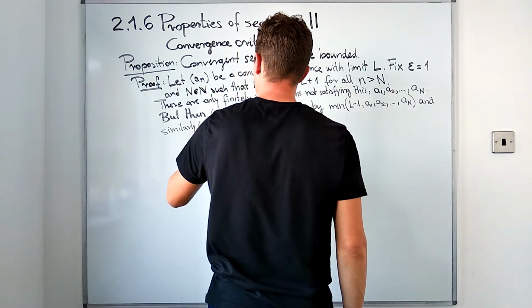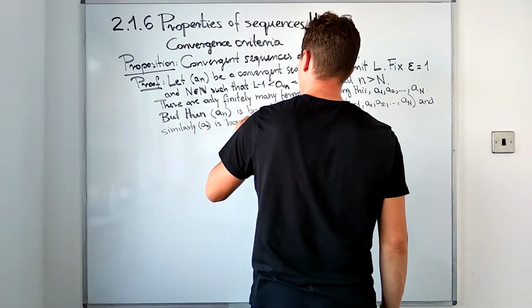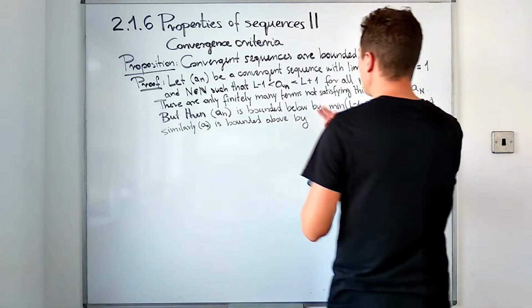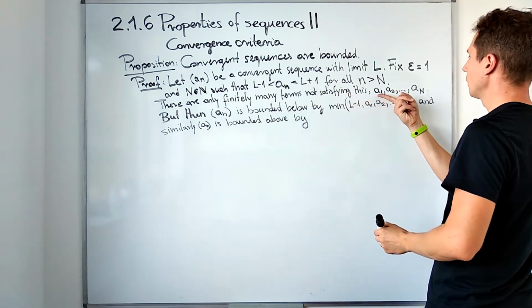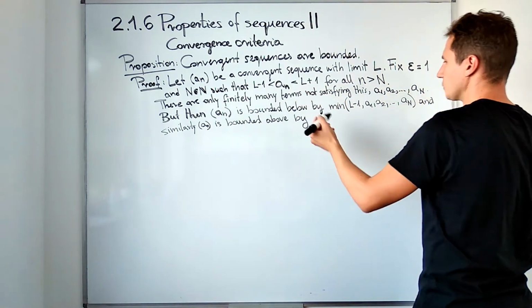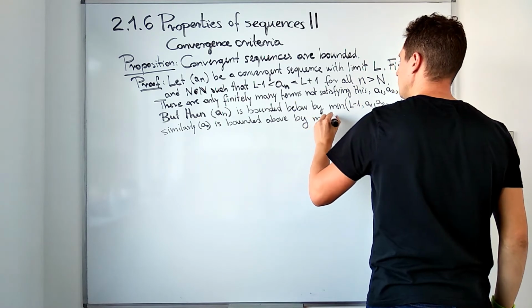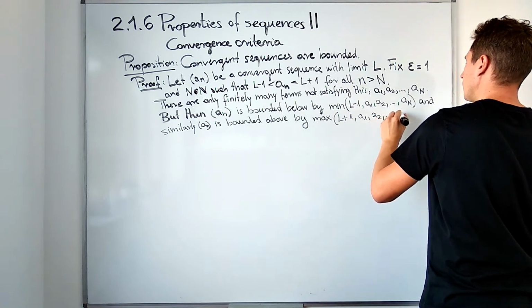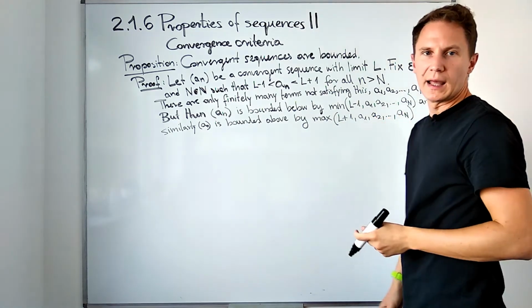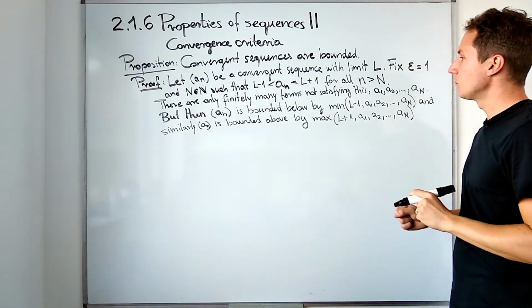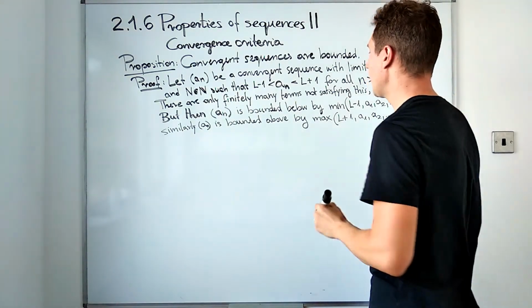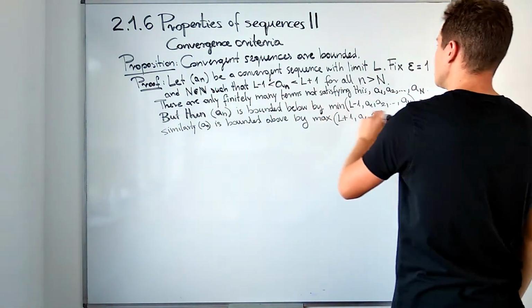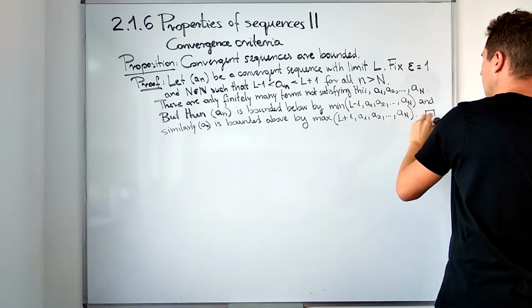a_n is bounded above by either L plus 1, or if any of these terms are greater than L plus 1, then the greatest of these numbers. So we take the maximum of these numbers, and that should be a good upper bound for our sequence. So it's both bounded below and above, hence our sequence is bounded. And this concludes the proof.